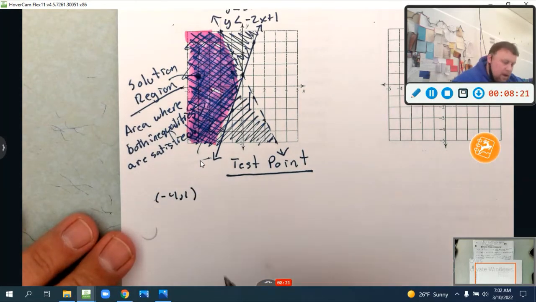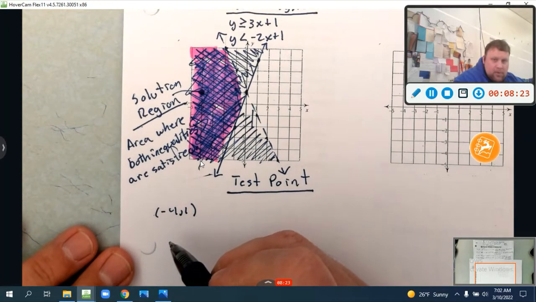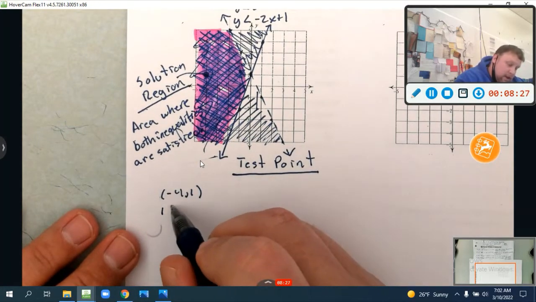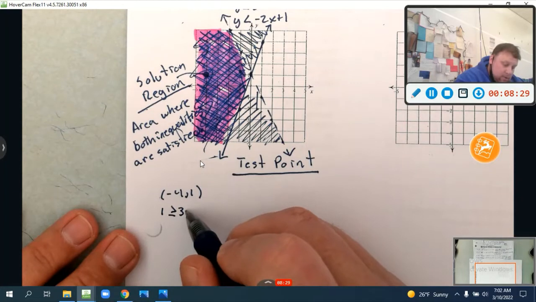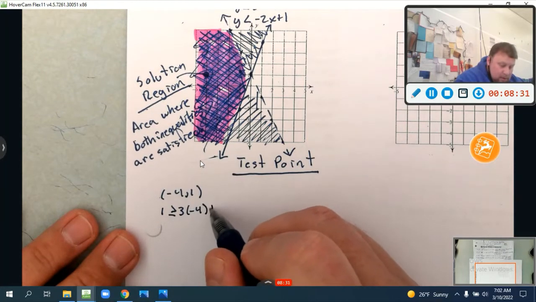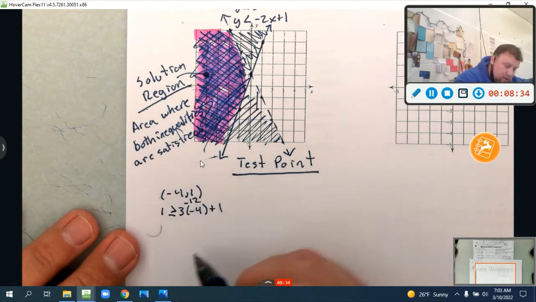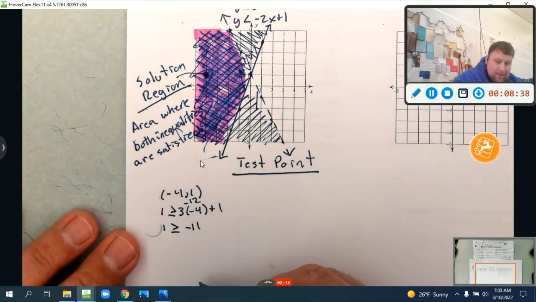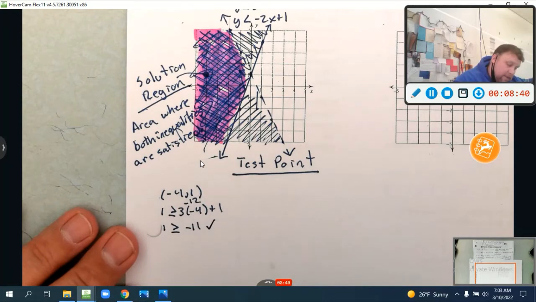Okay? For negative 4, 1, I'm going to plug it into the top equation. Y is greater than or equal to 3x plus 1. So 1 is greater than or equal to 3 times negative 4 plus 1, which that's just negative 12. And I get 1 is greater than or equal to negative 11. Guess what? That's true. 1 is definitely greater than negative 11, right?